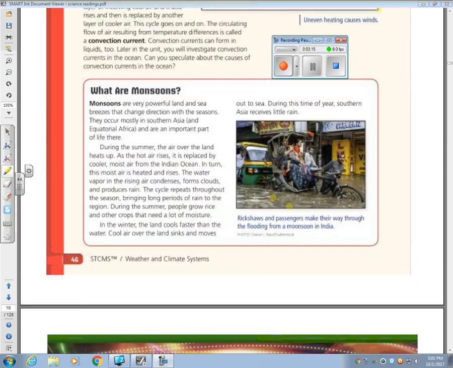What are monsoons? Monsoons are very powerful land and sea breezes that change directions with the seasons. They occur mostly in southern Asia and equatorial Africa and are an important part of life there. So if you could please circle the word monsoon and know that they're just very powerful land and sea breezes.